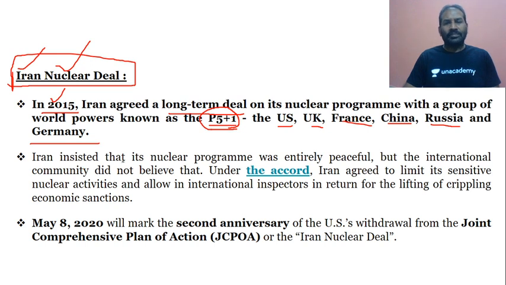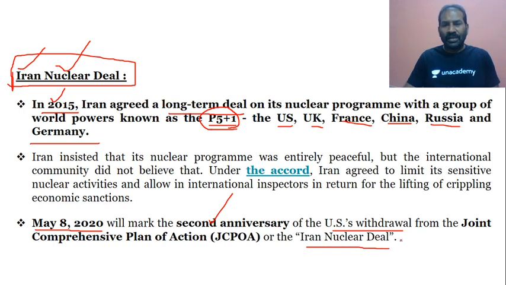And actually when the nuclear deal took place, the president of the US was Barack Obama. Barack Obama always wanted better diplomatic engagement with the West Asian countries where nuclear reactors or nuclear processing was taking place. So he wanted to go ahead with a better deal. Barack Obama went ahead with the deal, but Donald Trump came out of the deal. May 8, 2020 will mark the second anniversary of the US withdrawal from the Iran nuclear deal.